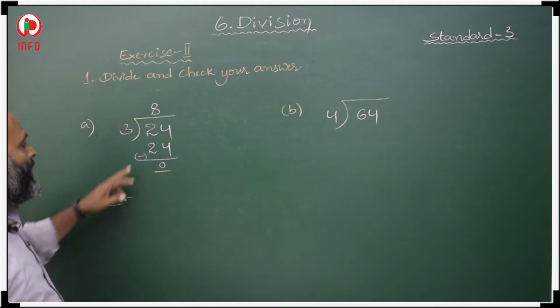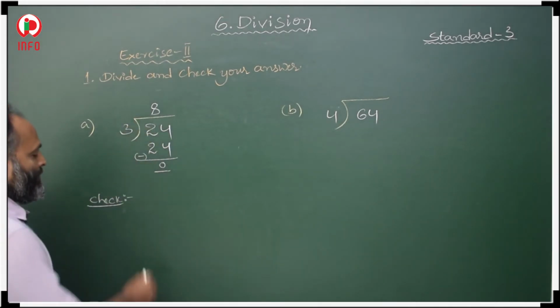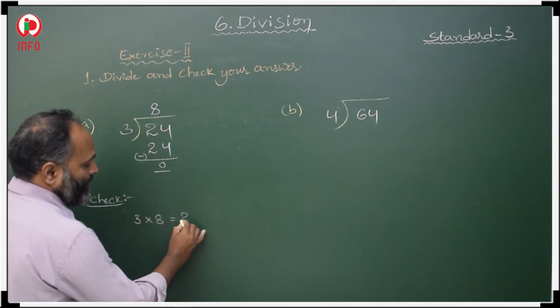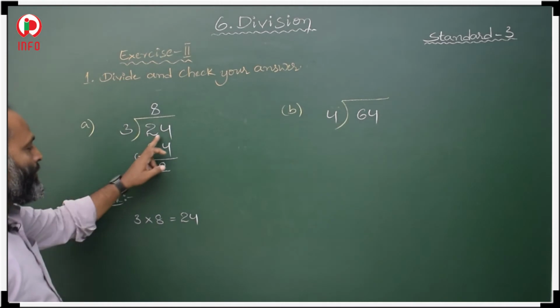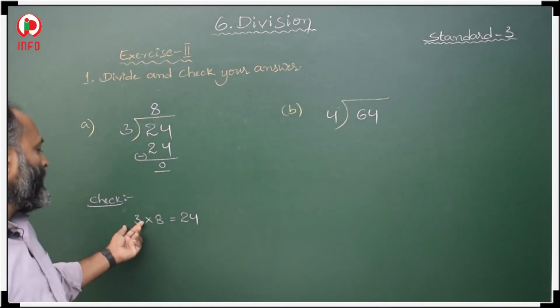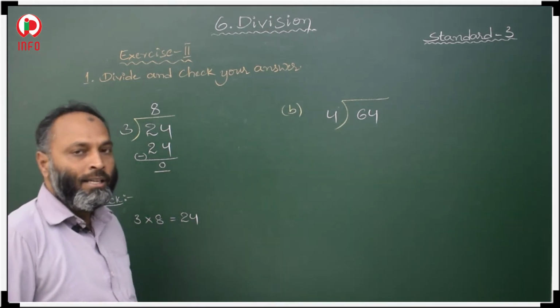Now how to check? We have to multiply the quotient with the divisor, or the divisor with the quotient. 3 into 8, 3 8s are 24. 24 is our dividend. If we multiply divisor with quotient, we should get the dividend. Then our answer is correct.